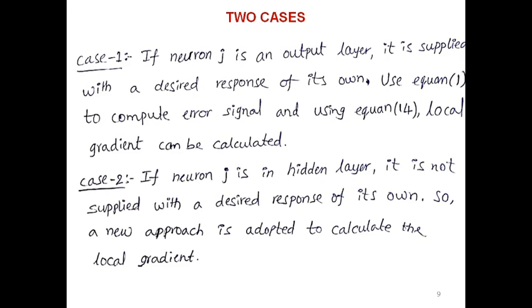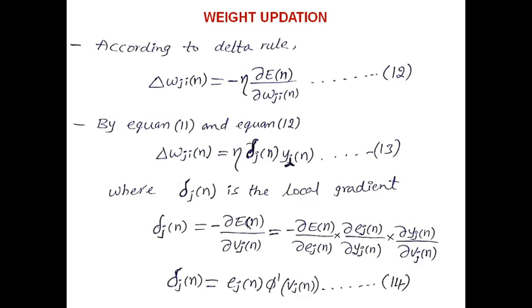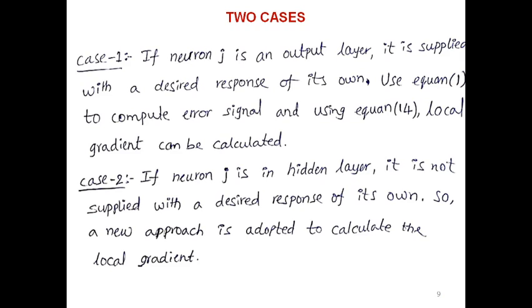So here two cases are there. In case 1, neuron j is an output layer, as we have already taken the jth neuron as output layer. It is supplied with a desired response of its own. The desired response we get directly because it is connected directly to the jth neuron. Equation 1 is the error equation, error is desired minus actual, dj(n) minus yj(n), to compute the error signal. And equation 14 is the local gradient. Here also, by differentiating that, you will get the local gradient.